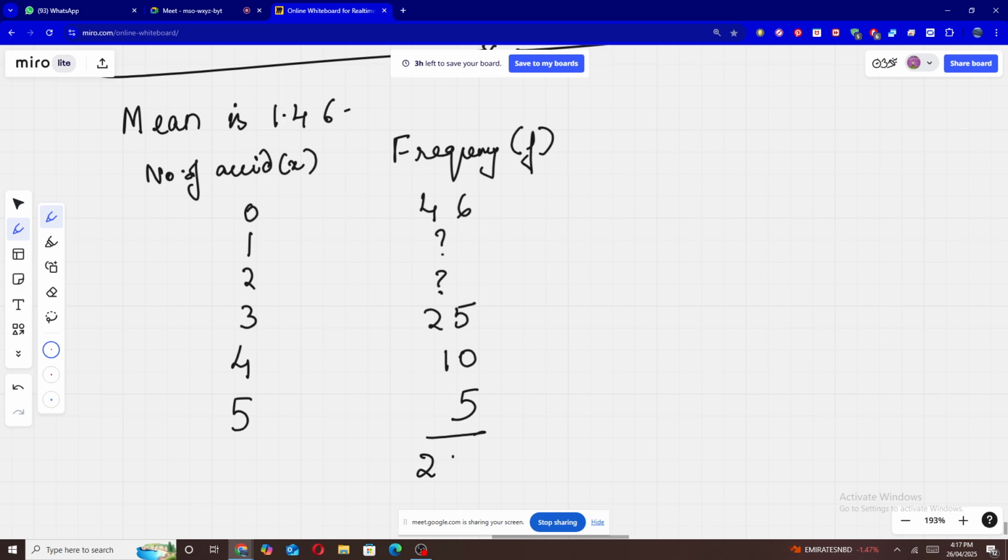Why is there a mysterious sign? That is unknown, basically. The mean is 4.6, so is it 46 or 4.6? 46. Okay, this one is 1.46. The other one is missing as well, then 25. Two frequencies are missing. You can term them as F1 and F2.